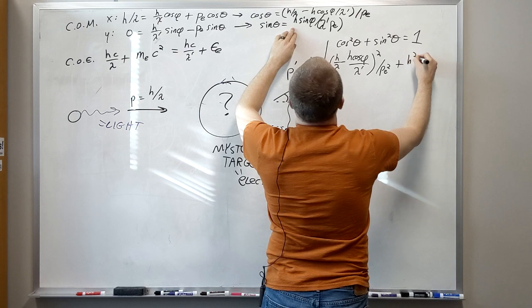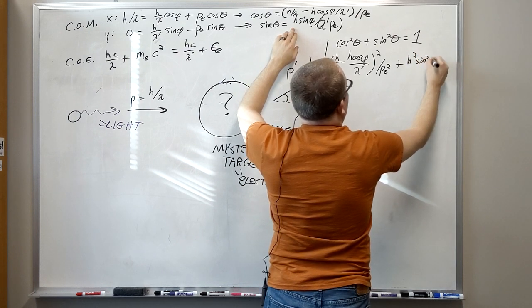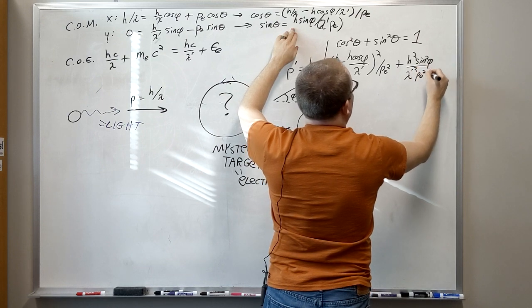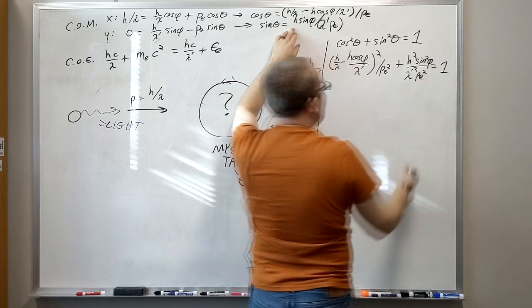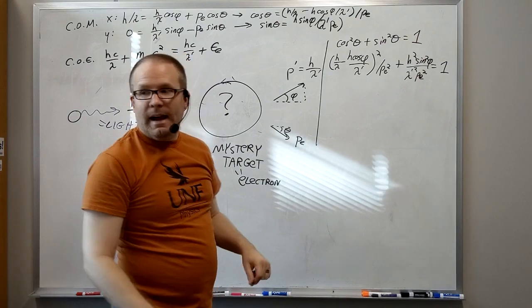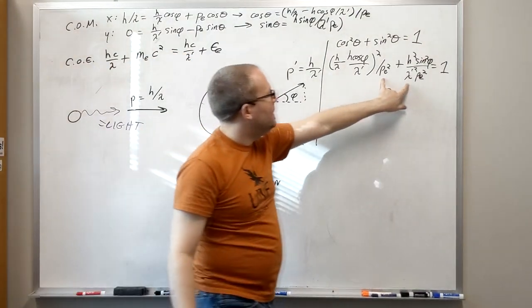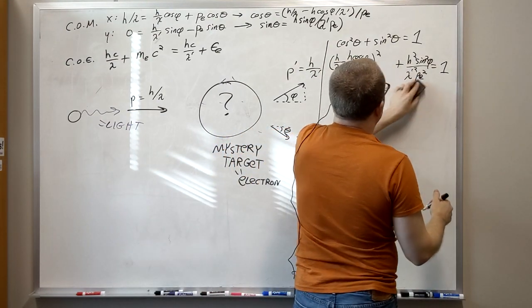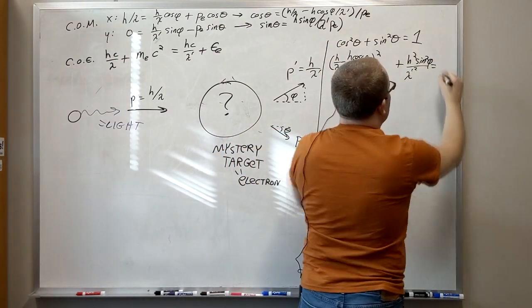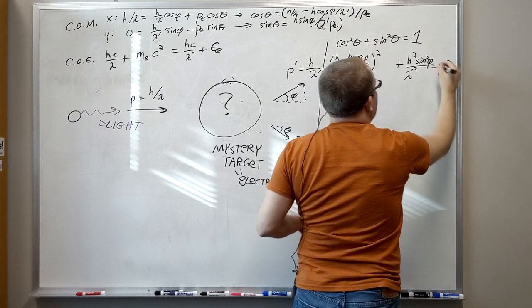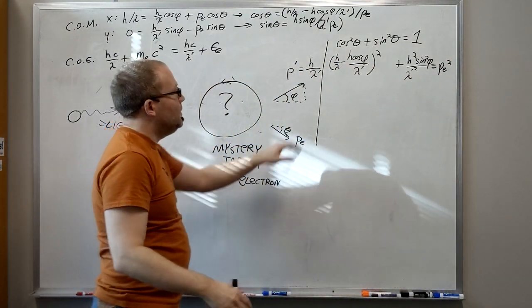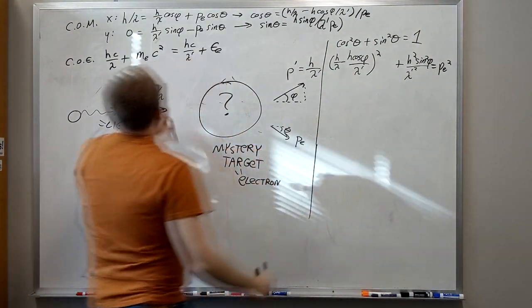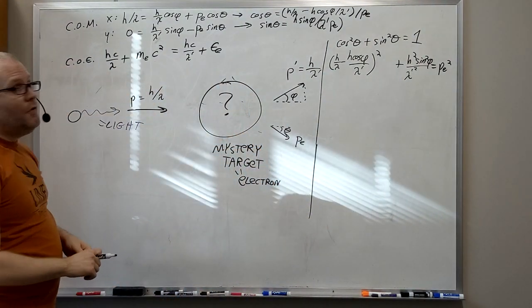Make this an h squared sine squared phi over lambda prime squared PE squared, going to equal 1. Well, that's useful because I can use that to get PE over here, right? I have a PE in the denominator, so I can just multiply both sides by PE squared. So I'll have the momentum of the electron squared equals all of this stuff added together. That's going to be useful in our last equation over here.